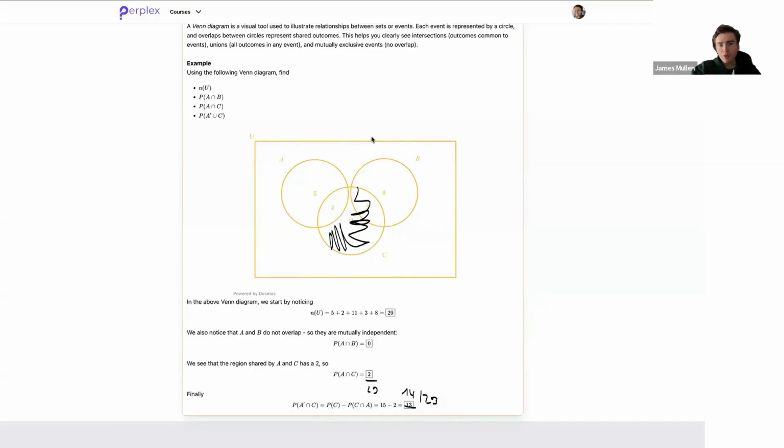Can you give an example of mutually exclusive events? Yes. You either get a 7 or you get a 6 on your test. You can't get both. It's a bit of a dumb example, but yeah.